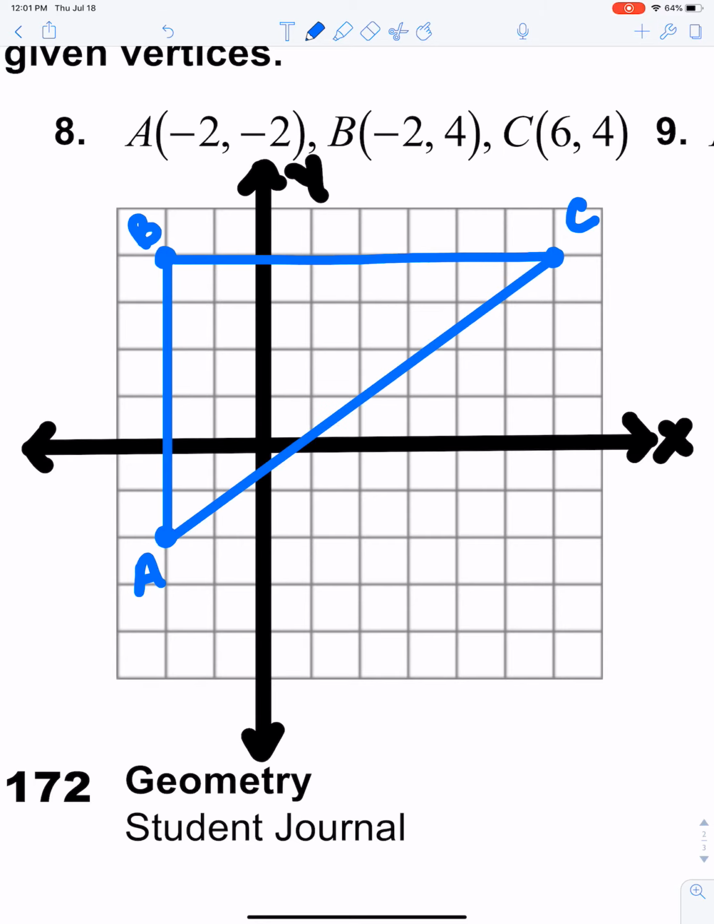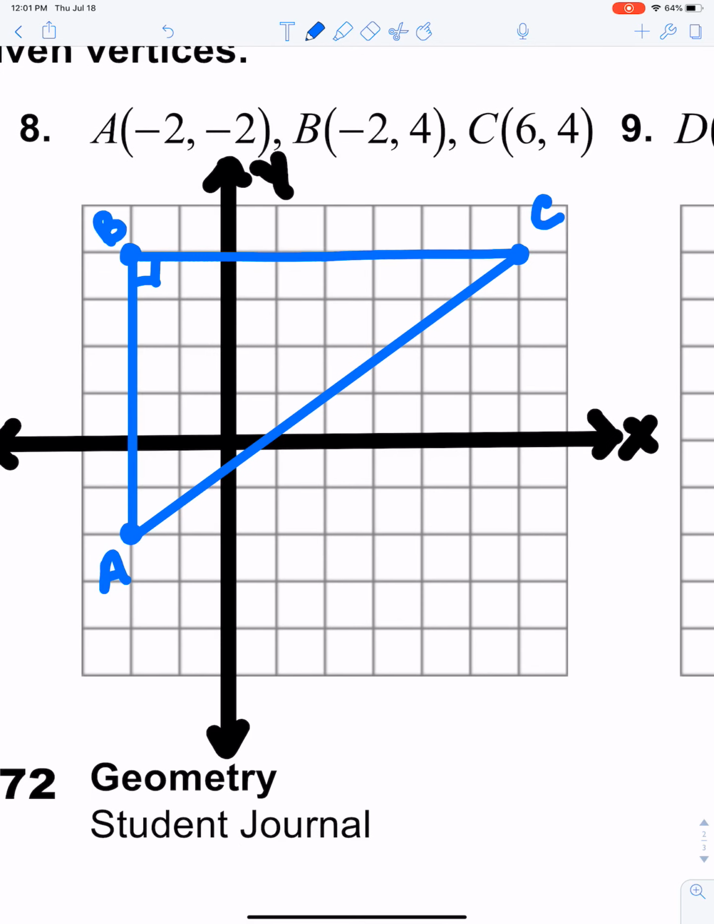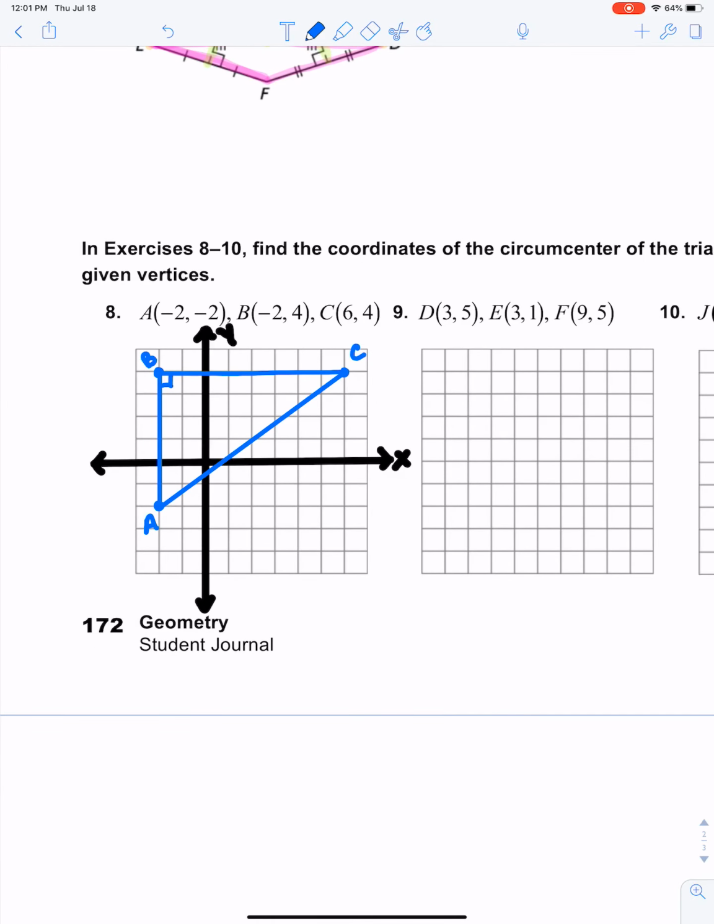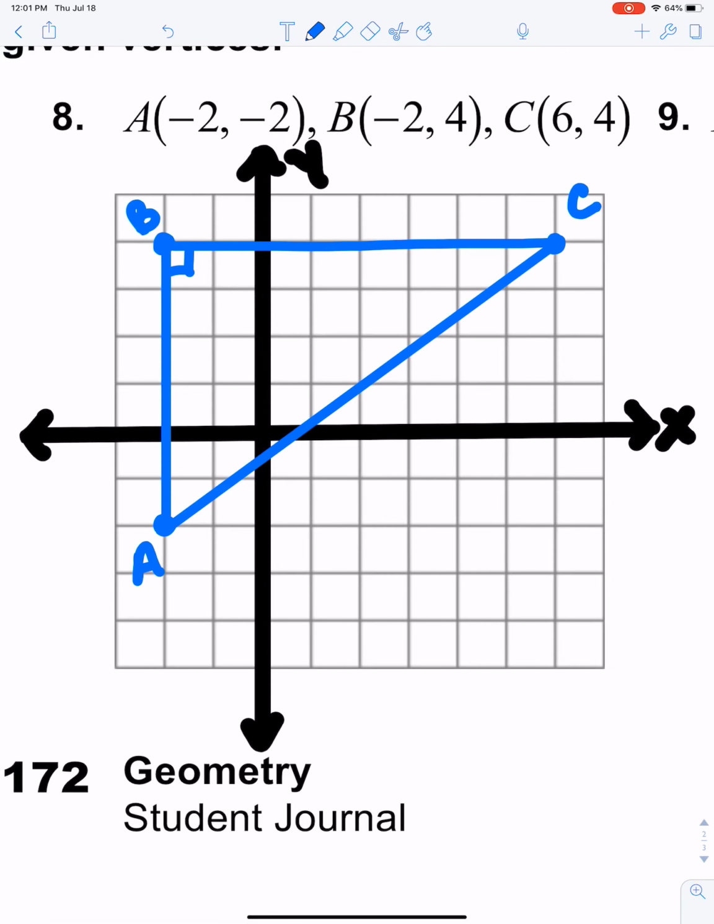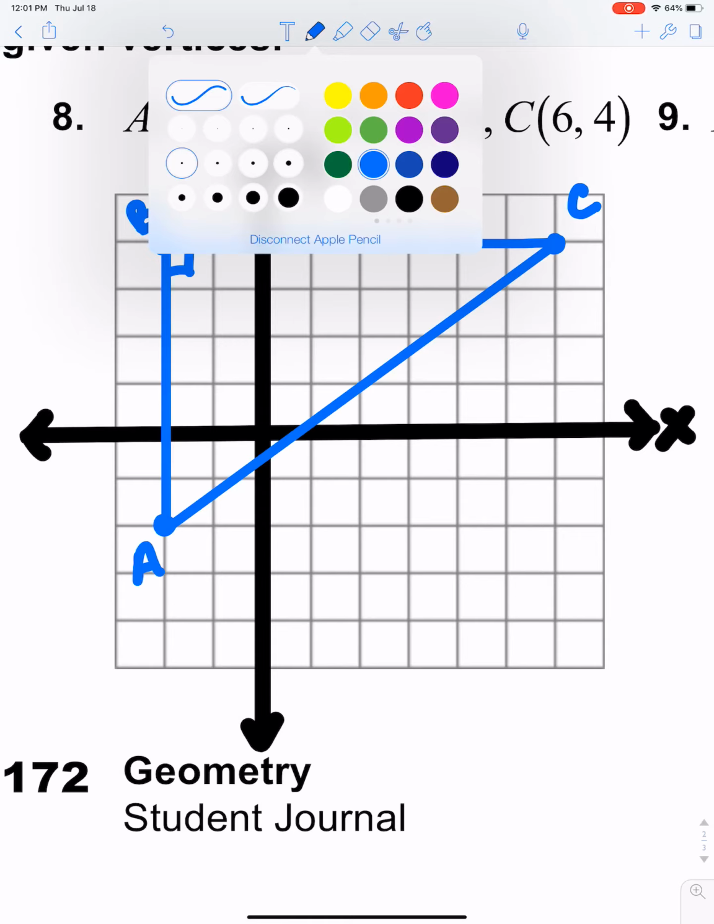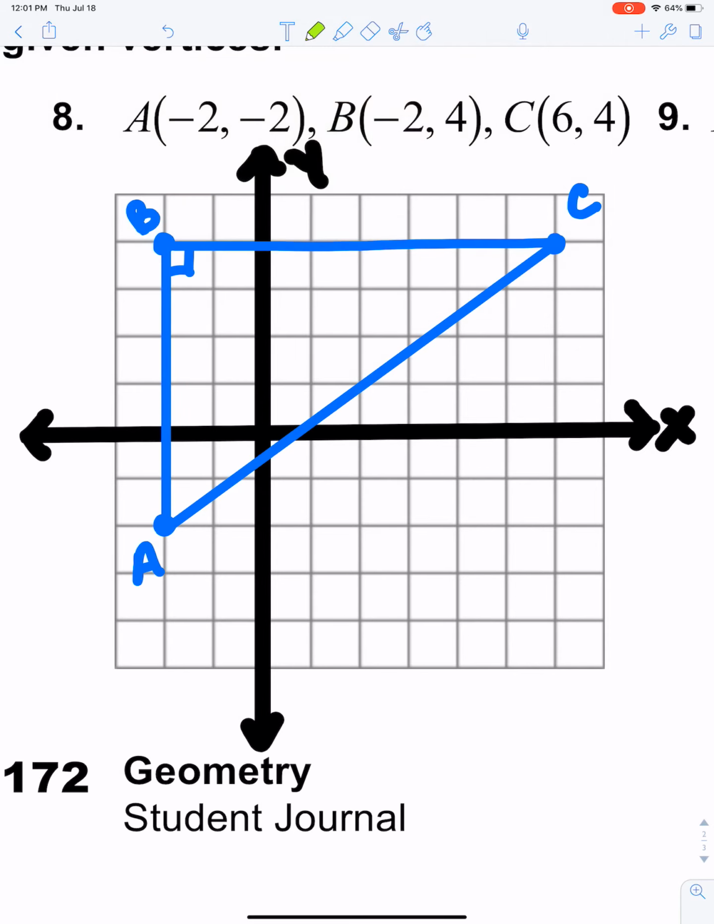Okay, and as you can see, it is a right triangle. And we need to create the circumcenter. Now if we go back and look, the circumcenter is created by perpendicular bisectors. So what actually is going to work out in our favor is the fact that it's a right triangle. Since it's a right triangle, we really only need to find 2 of the points and where they meet.